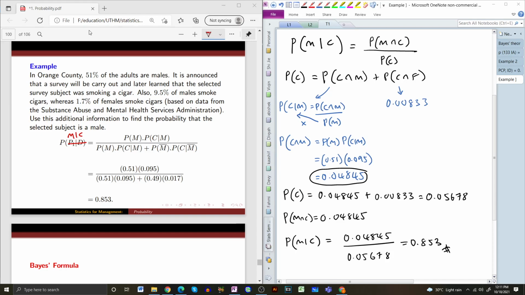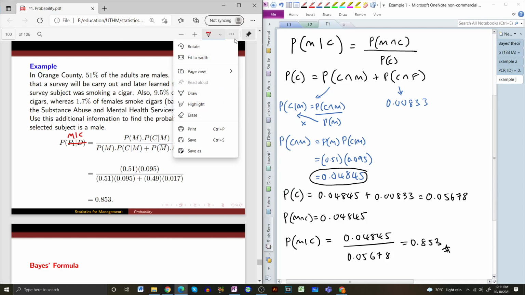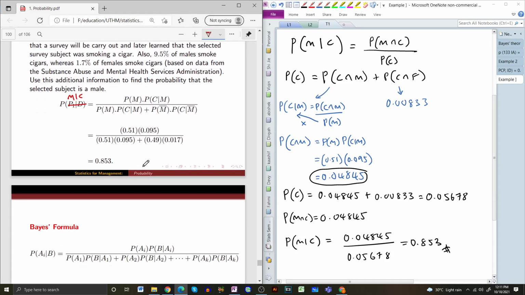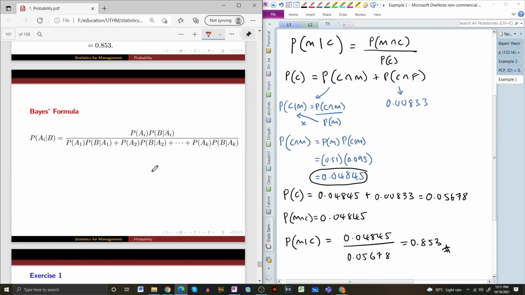All right. So this is all regarding Bayes formula, problems regarding Bayes formula. Hope you guys get the rhythm, get the idea how to do this. Basically this is the general formula for Bayes formula here.